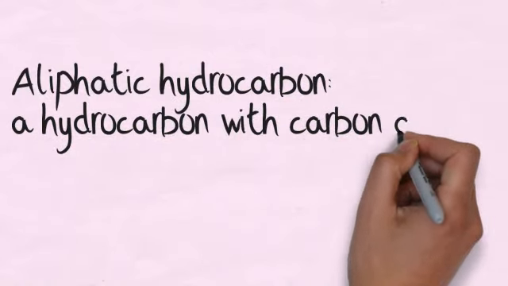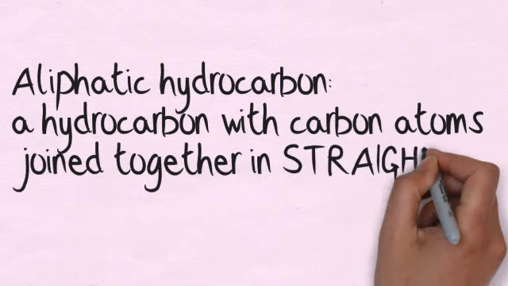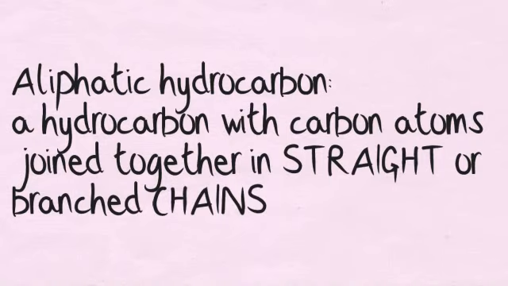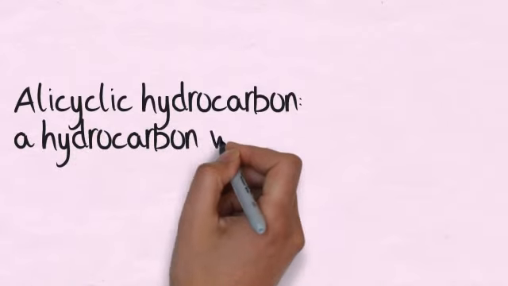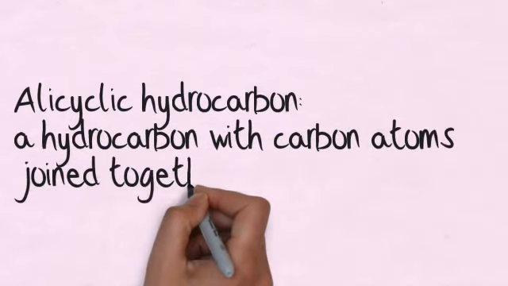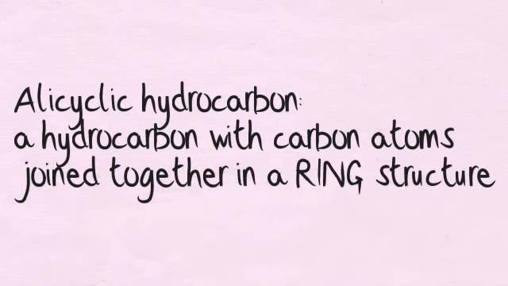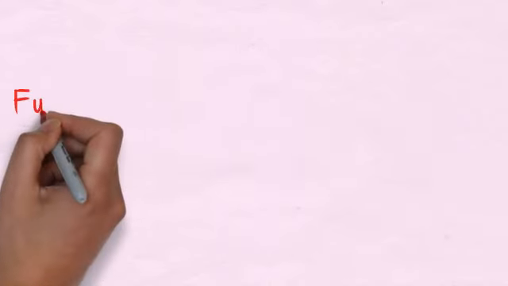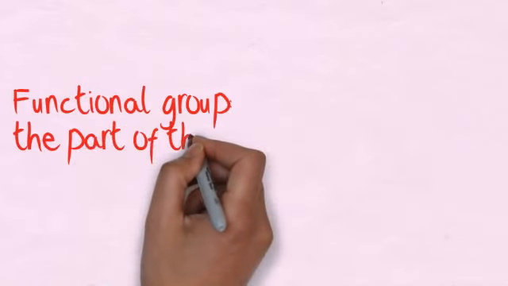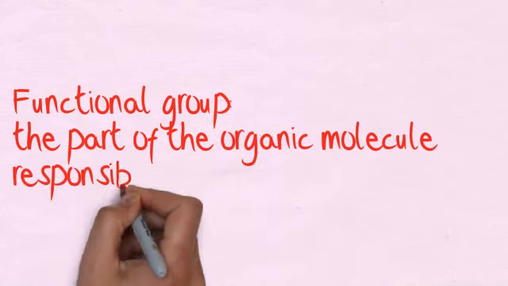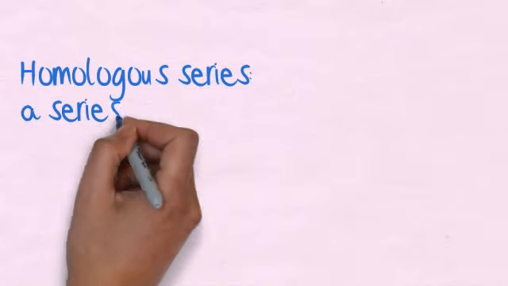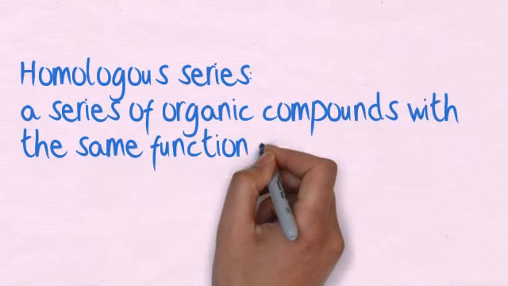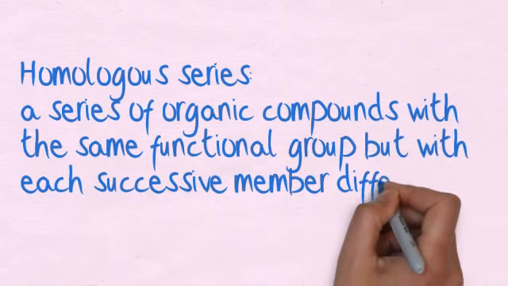Aliphatic hydrocarbons are hydrocarbons with carbon atoms joined together in straight or branched chains. Alicyclic hydrocarbons, these are hydrocarbons with carbon atoms joined together in a ring structure. Functional group. This is the part of the organic molecule responsible for its chemical reactions. Homologous series. This is a series of organic compounds with the same functional group, but with each successive member differing by CH2.